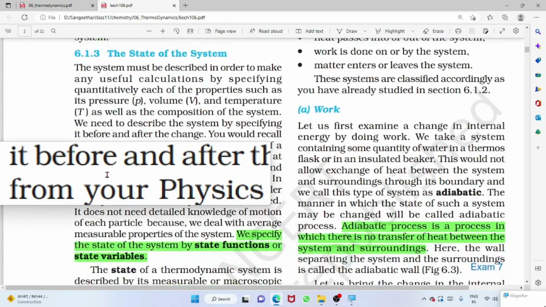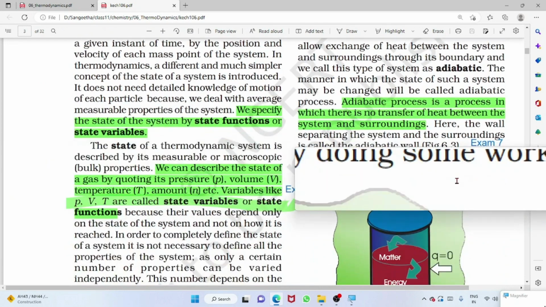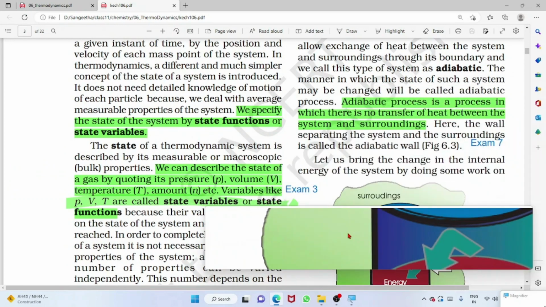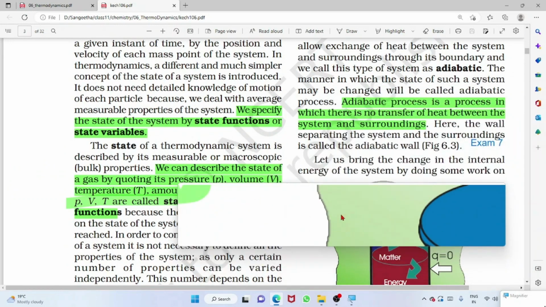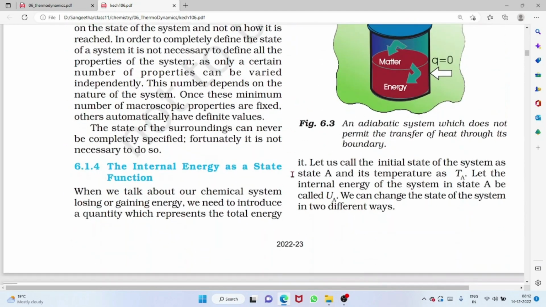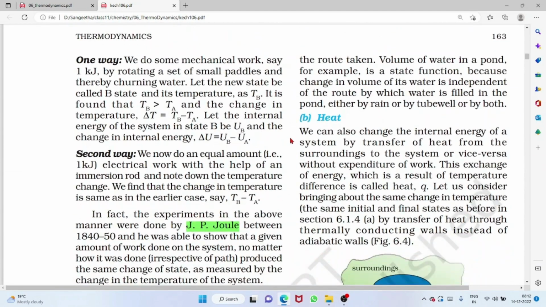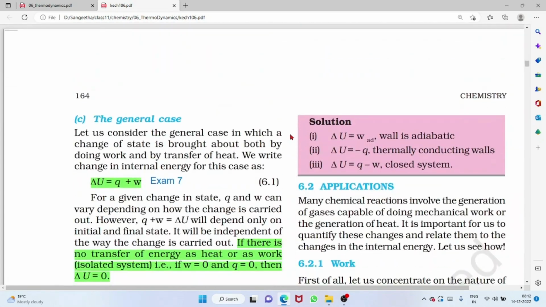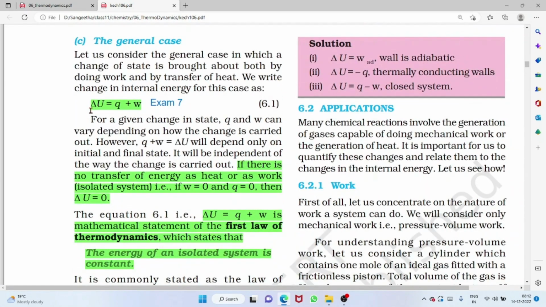Isolated system. Adiabatic process: there is no transfer of heat between the system and the surrounding. So this is for the adiabatic process. See, this is the equation: internal energy change is equal to heat plus work.